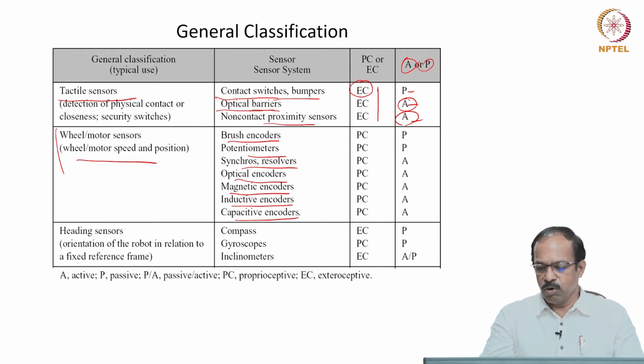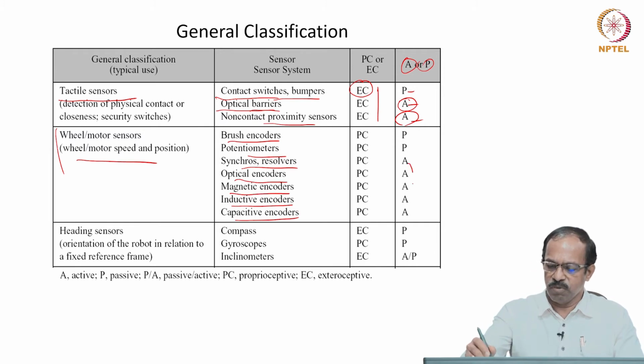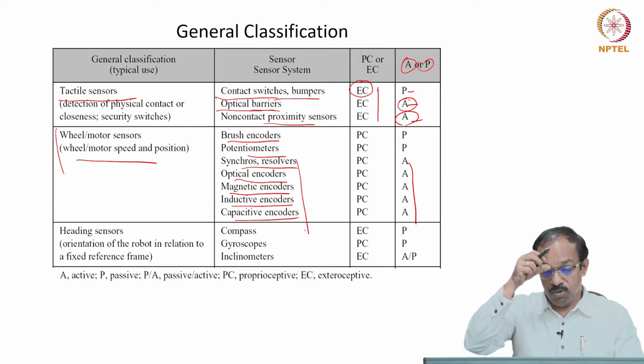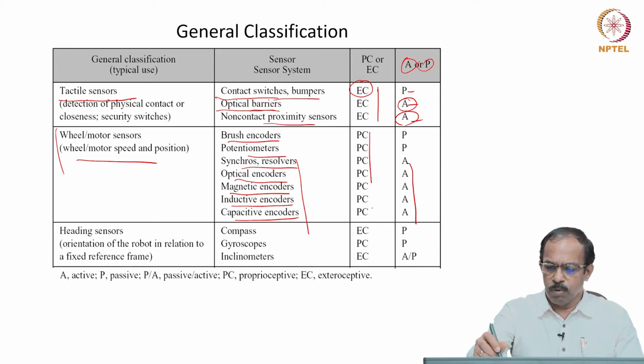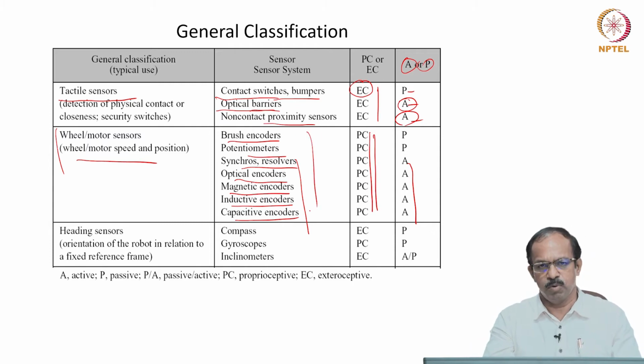There are many encoders. Some of them are active. So, these are all active. But a potentiometer is not an active one because it actually depends on the environmental inputs for its sensing. And these are all proprioceptive because these are all used for the internal information of the robot. So, it is a proprioceptive sensor.